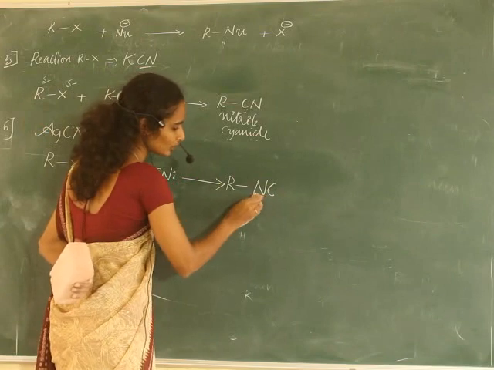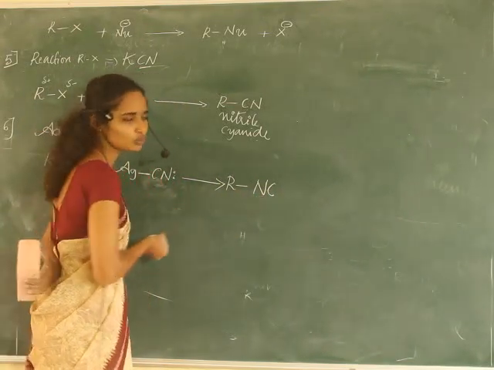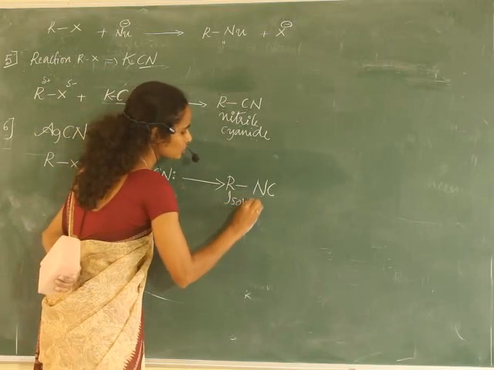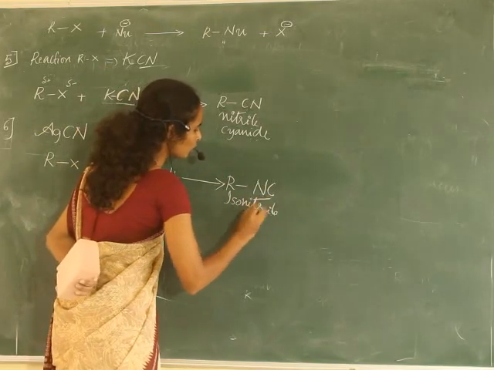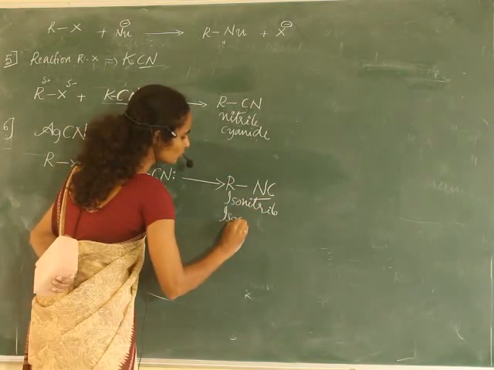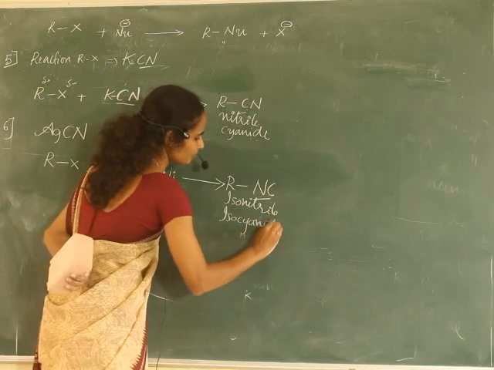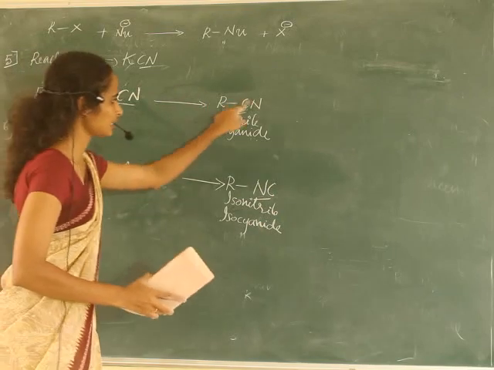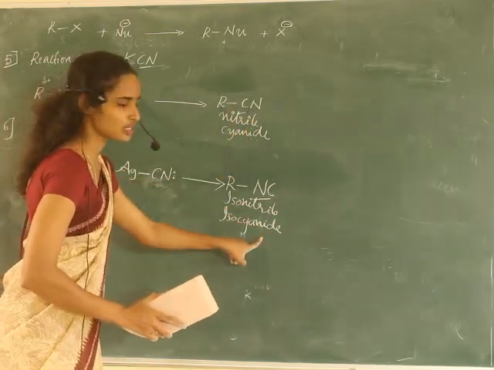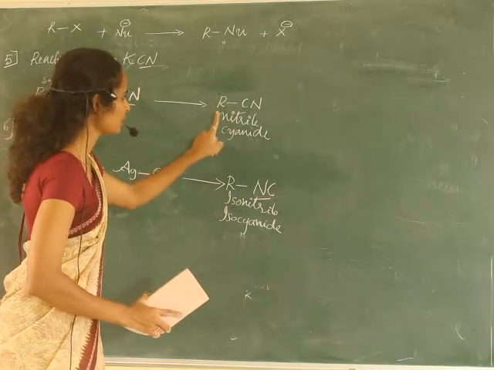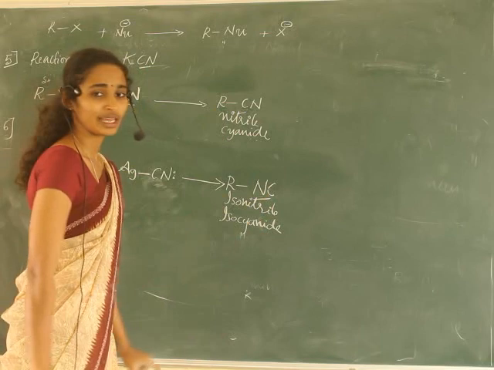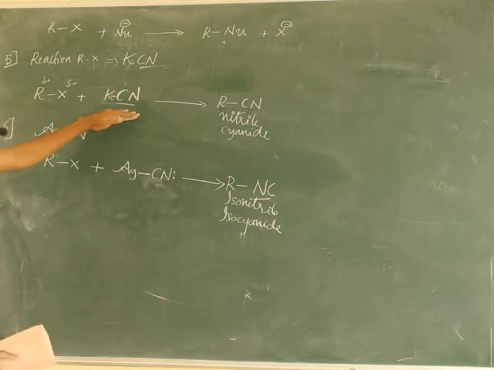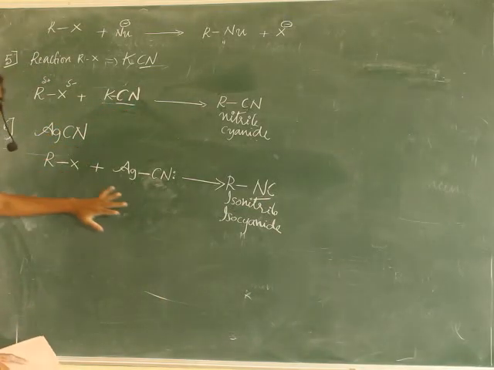RNC through the nitrogen atom. Here the carbon nitrogen bond takes place and it is called isonitrile, or it's also called isocyanide. Okay, isocyanide or isonitrile. Be careful, RCN is cyanide or nitrile, RNC is isocyanide or isonitrile. Okay, it is about the reaction of alkyl halide with potassium cyanide and AgCN. Hope it is clear for you.